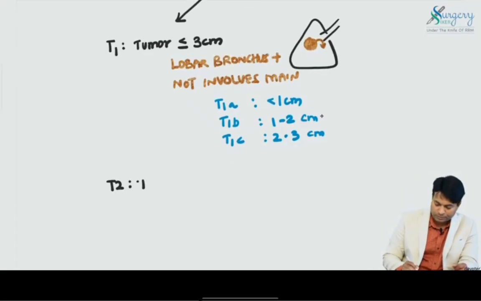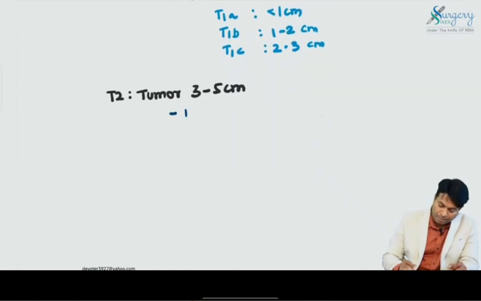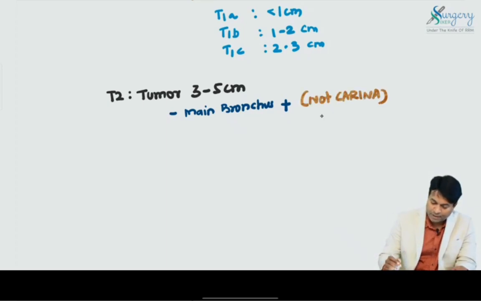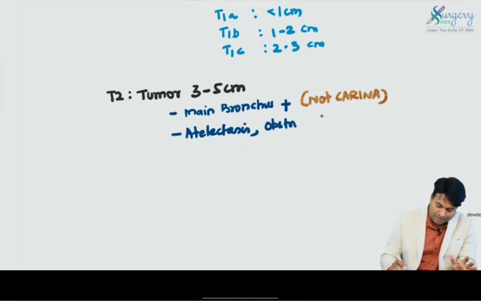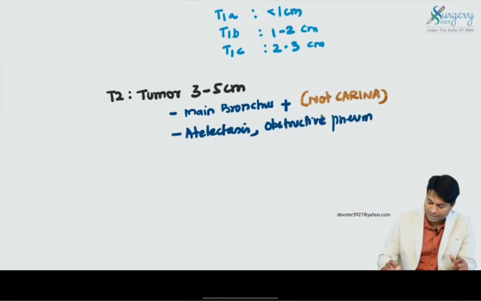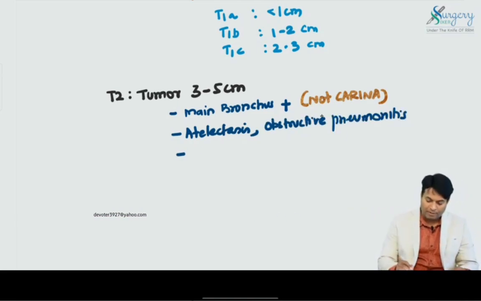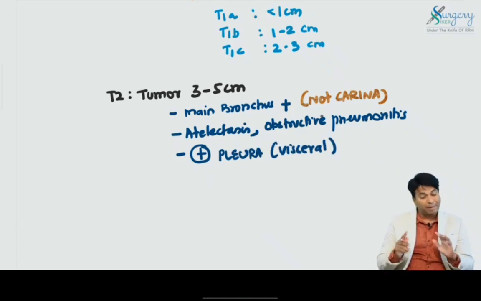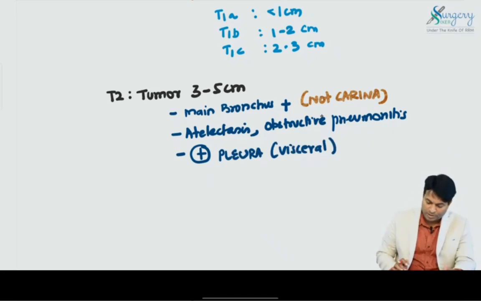Coming to T2, tumor size is 3 to 5 centimeters. In this, the main bronchus is involved, whereas in T1 the main bronchus is not involved. Here the main bronchus is involved, but not the carina. And if the main bronchus is involved, there will be lung atelectasis and obstructive pneumonitis. It may also involve the pleura, only the visceral pleura, not the parietal pleura. This is T2, 3 to 5 centimeters.